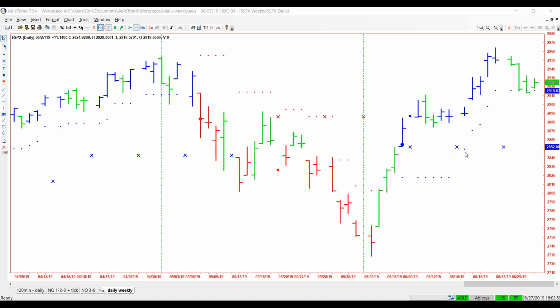Now the X's are the same thing. The blue X's, of course, mean you're in an uptrend. Anything blue means you're in an uptrend. And the blue X is the weekly support. The red X is the weekly resistance. So it's just stalling out right here at this point.